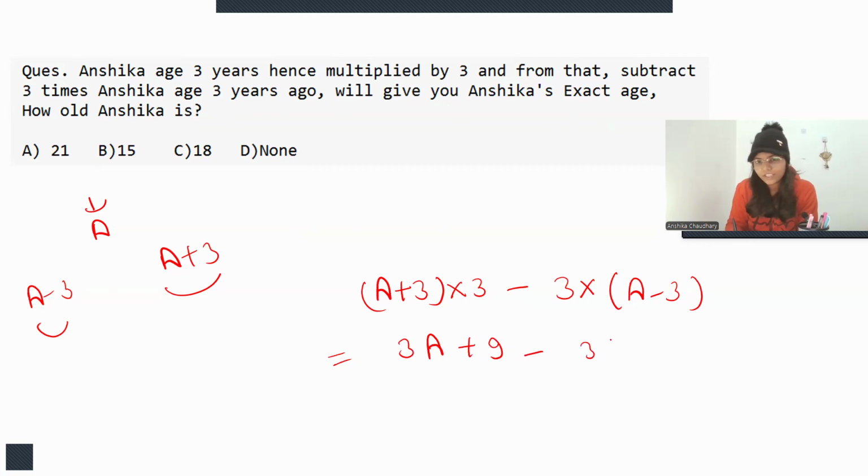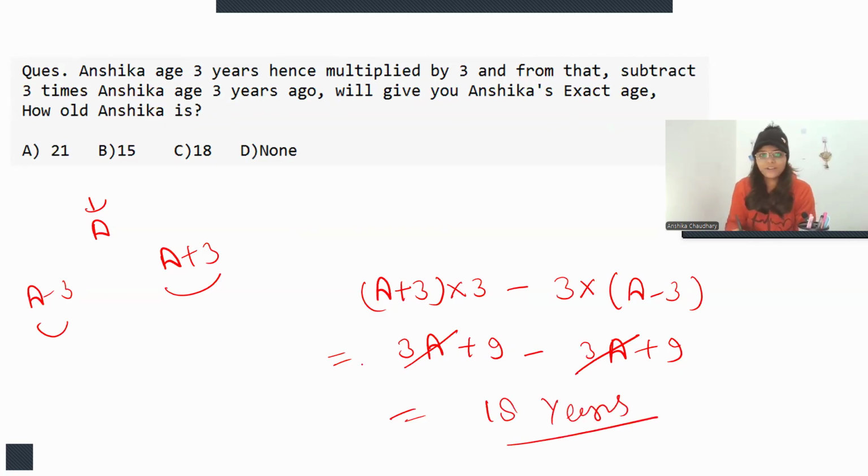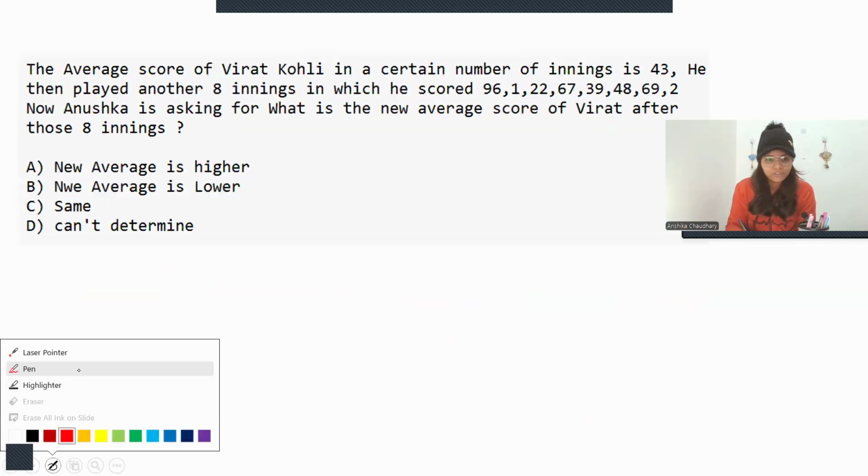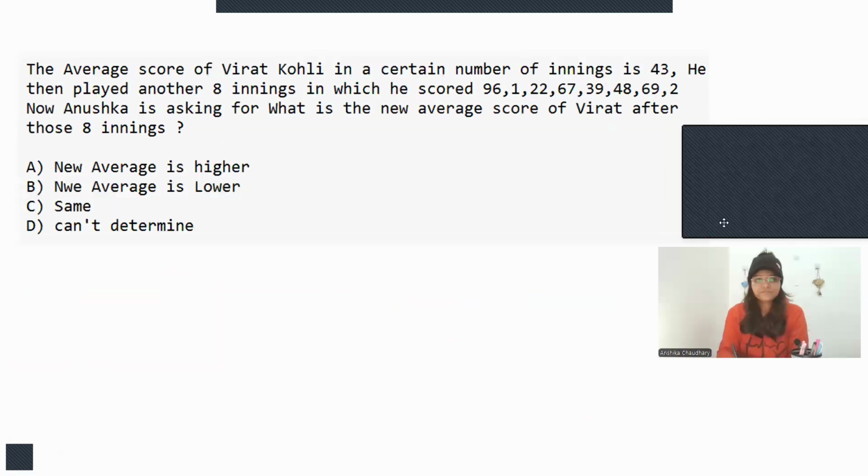Then 3A plus 3 3s are 9. So 3A will be cancelled and it will become 18 years. So Anshika is 18 years old. I'm older than this. Okay, so this is fiction only. 18 years will be the correct answer. Let's move on to the next question.